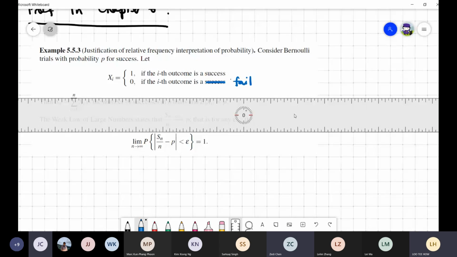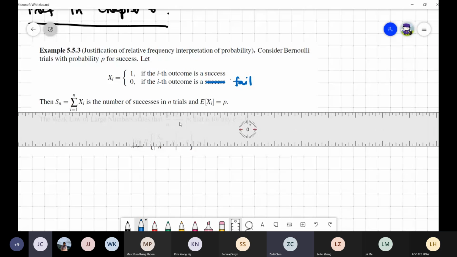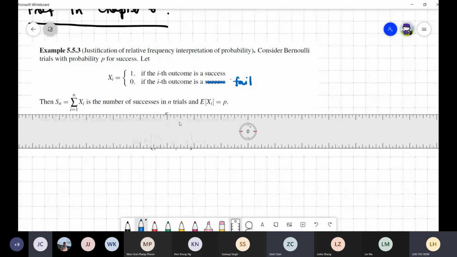So please make a correction. I think we all know this is Bernoulli. This Xi will follow a Bernoulli distribution, and we assume each Xi is independent of the others. Then Sn, if we sum all the Xi, will be the number of successes in n trials. And E of Xi will equal p. This follows the standard formula, and I think this is clear.